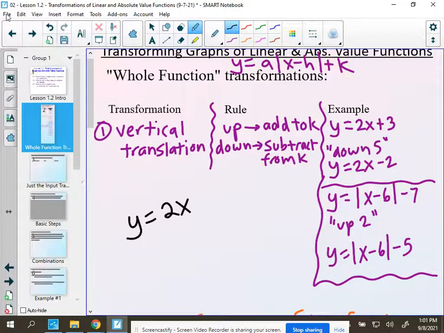Let's say that was my original function and I said, translate that up 5 units. What's my k value right now? You might say, I don't have a k value. You do. There is a k value at the end. What is it? It's just 0. So I would just add 5 to this. We'd end up with 2x plus 5, if I wanted to translate that up 5 units.